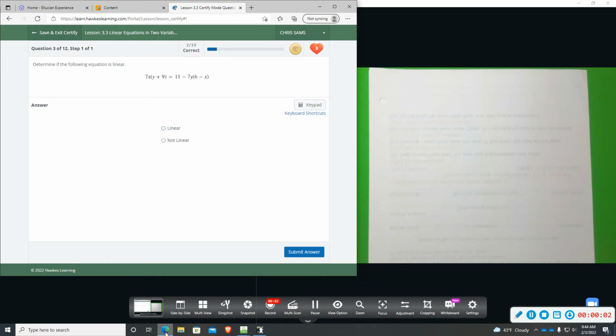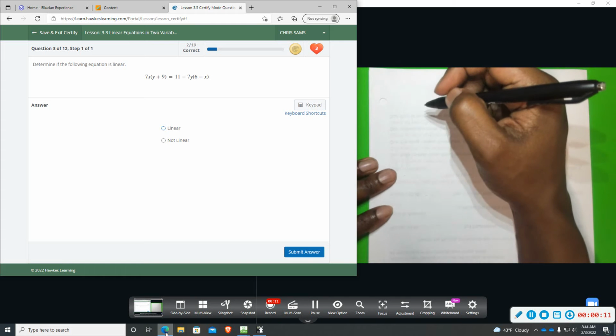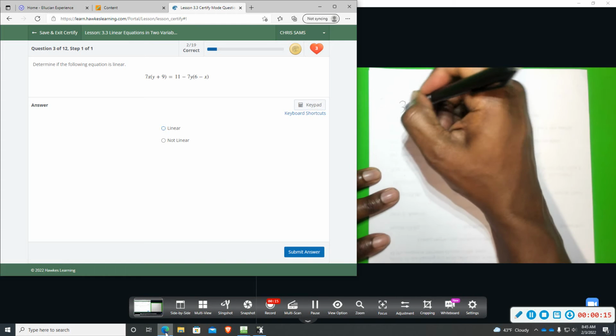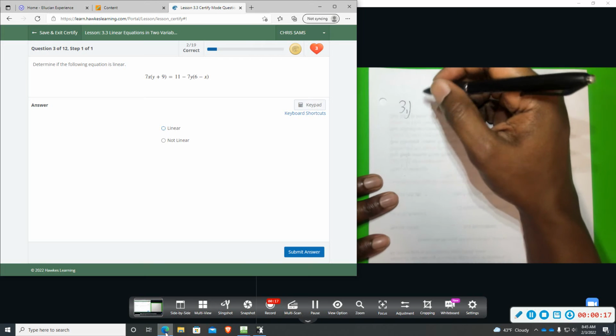Okay, so number three, we just want to determine if it is linear or not. We don't have to put it in standard form, so let's simplify and see if we get linear or not. At first glance, it does appear to be linear, but let's simplify.